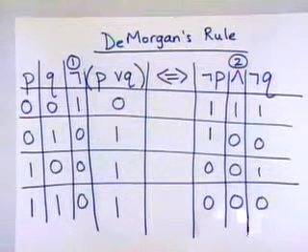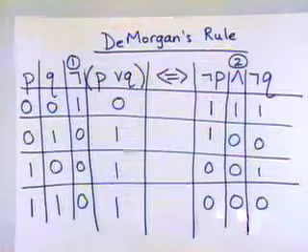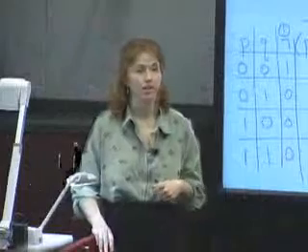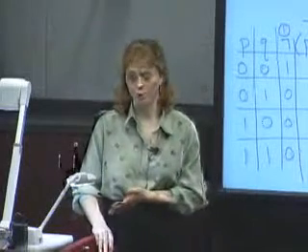Remember that AND is like multiplication. So if I have any zeros at all, my result is going to have a 0. And OR is the opposite. It's like plus. If I have any 1s at all, the OR is going to give me a 1.